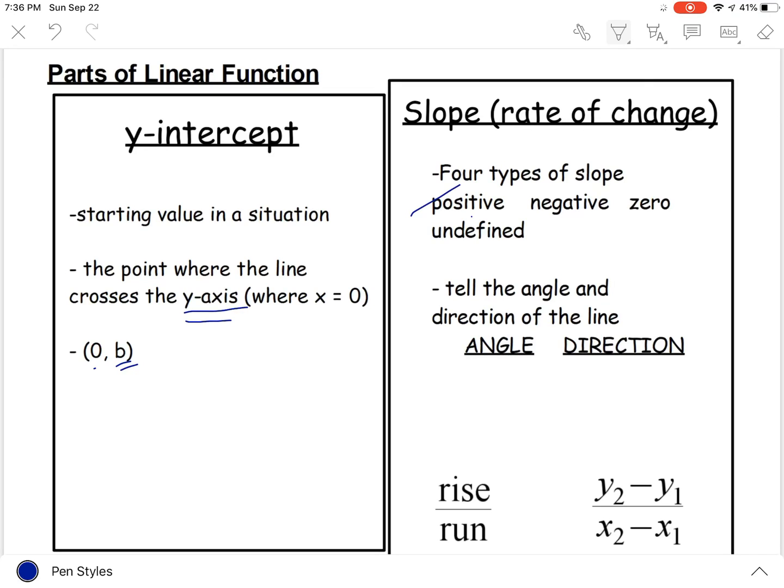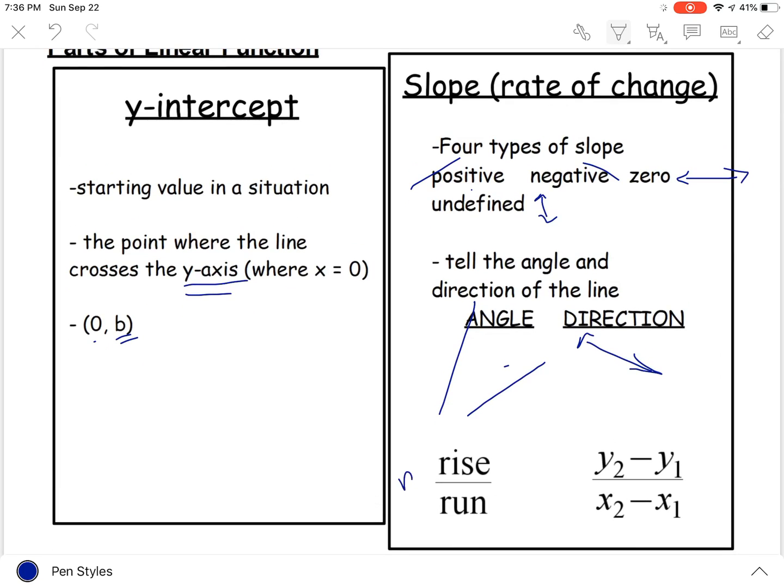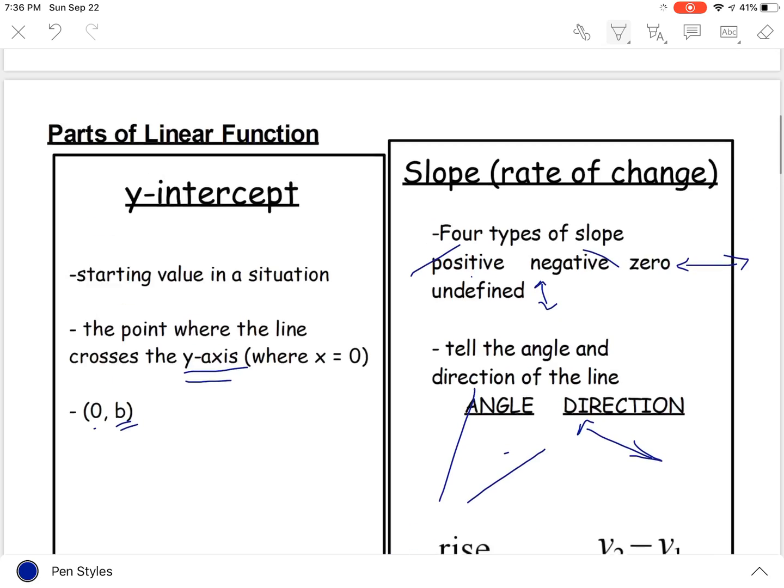Positive, where it's increasing, negative, where it's decreasing, 0, where you have a horizontal line, and undefined, where you have a vertical line. Your slope tells you the angle and direction of the line, right? So how steep it is, or if it's going slowly, and then your direction, is it increasing or decreasing? And then remember, we find it using our rise over run, or we can use our difference of 2 points formula.